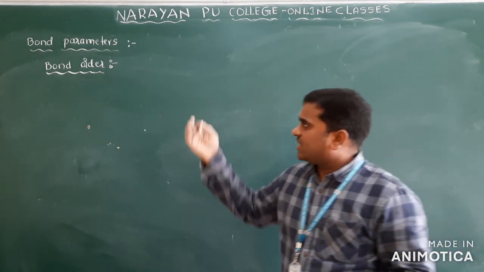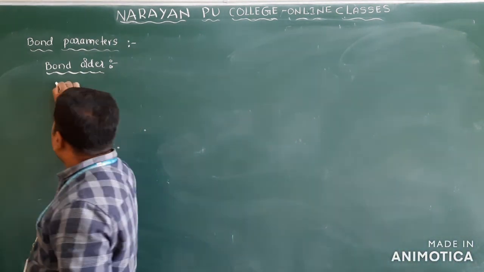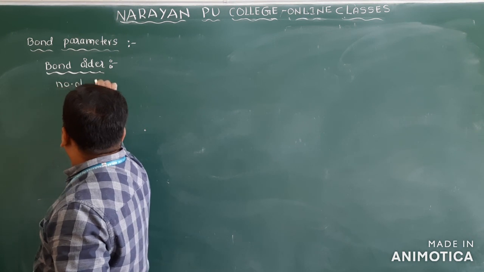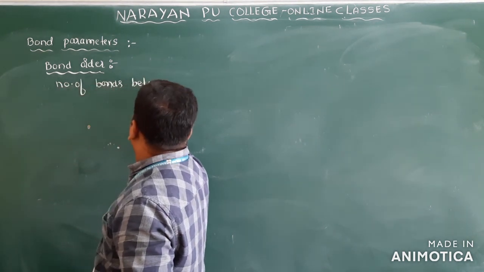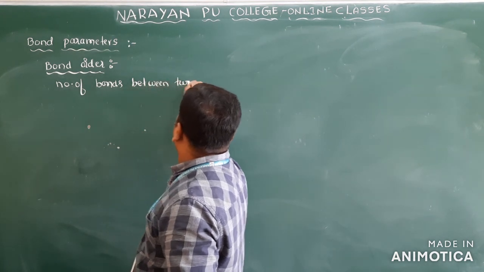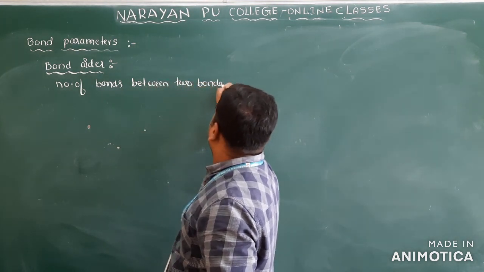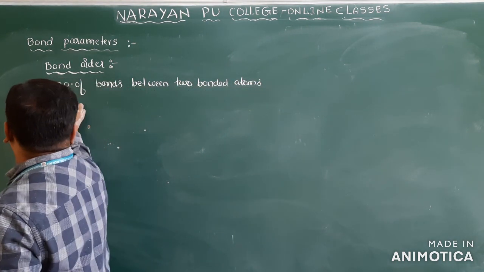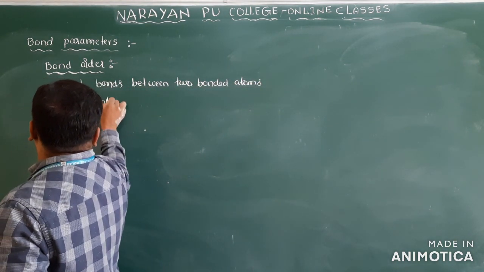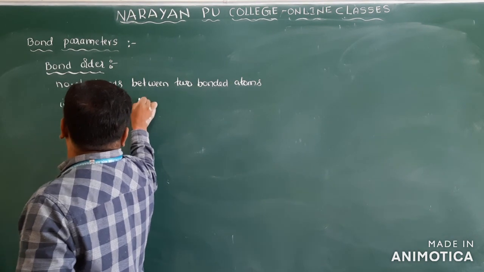That will be called as a bond order. Right here, the number of bonds between two bonded atoms in a molecule is called the bond order.